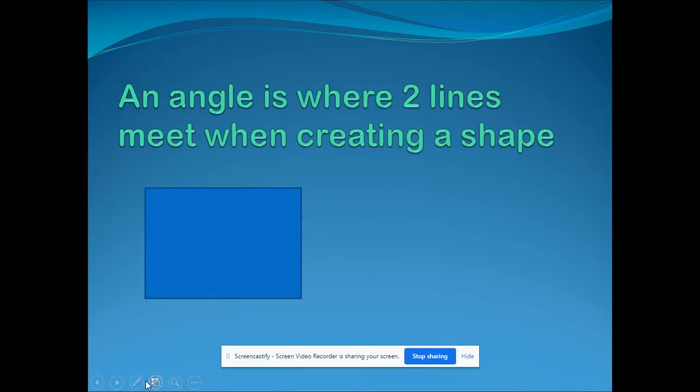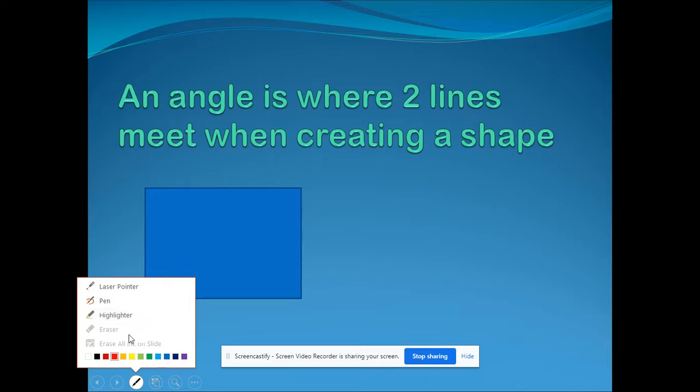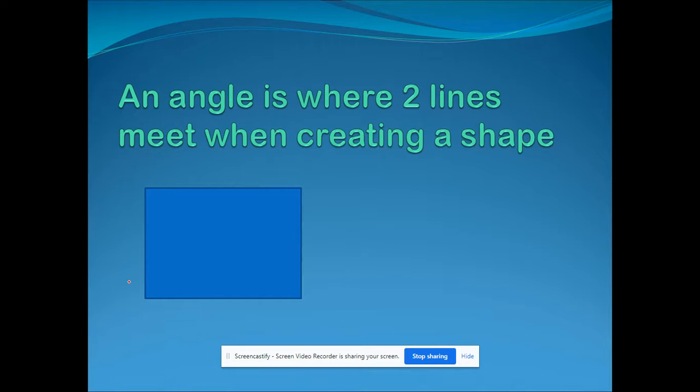Now, let's see. This is a line and this is another line. So this should be an angle, right? This is a line and this is another line where two lines meet. So this is a point where these two lines meet. So this should be an angle, and the same with another one and another one.